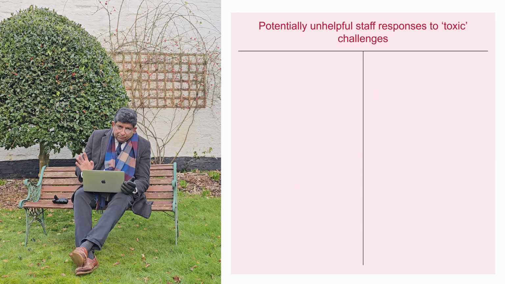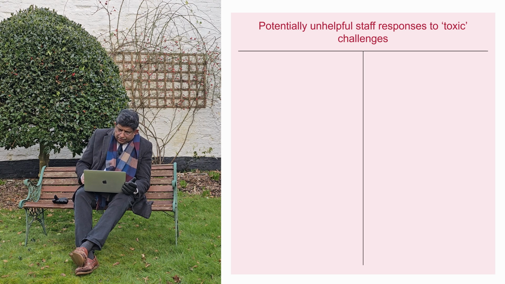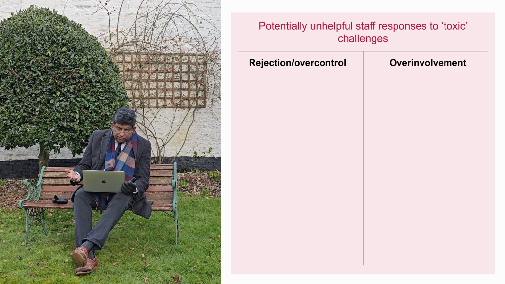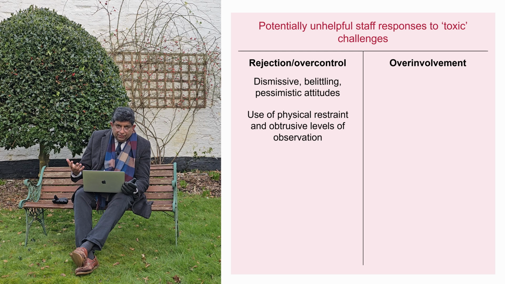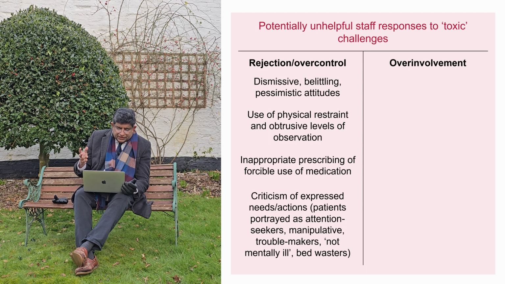The next important thing is for support staff to be aware of unhelpful responses to these patterns of toxic transference. And that varies between two poles: an unhelpful response of total rejection and attempts to over-control, and an equally unhelpful response of becoming over-involved. So when you think about rejection and over-control, staff should guard against dismissive and belittling attitudes to service users, the increased use of restrictive intervention, including the inappropriate use of psychotropic medication, and the tendency to portray patients and service users as, quote, attention seekers or manipulative troublemakers or not mentally ill or bed wasters and so on. So if this is the rejection pole, equally unhelpful is the over-involvement pole.